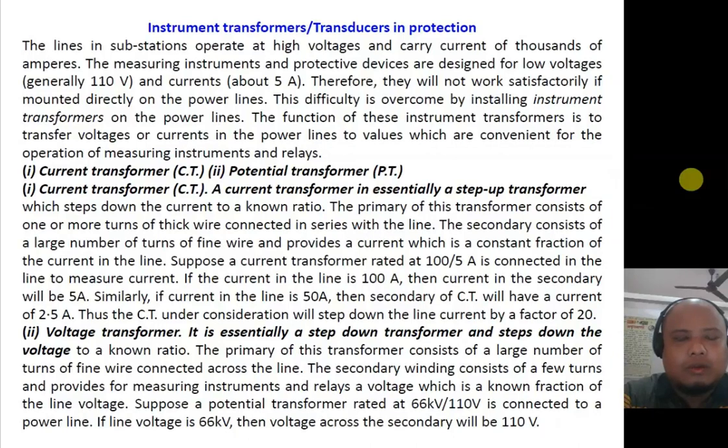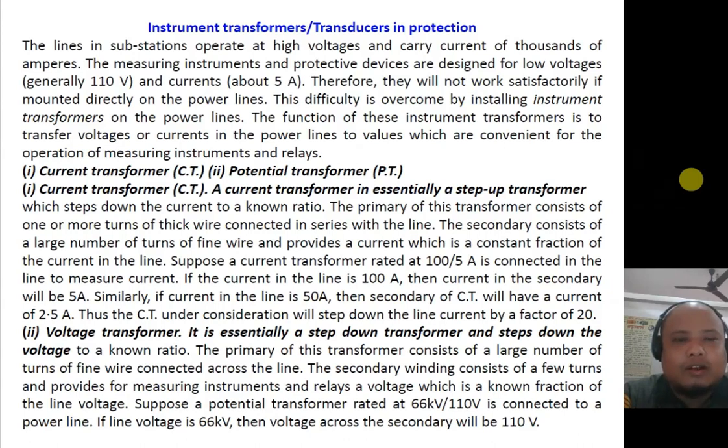Hello everyone. We have already discussed a few things about the CT and PT, current transformer and potential transformer or voltage transformer. So current transformer is basically to bring down the current level, and potential transformer is to bring down the voltage level. So they are used for measuring instruments and protective instruments, protecting devices.